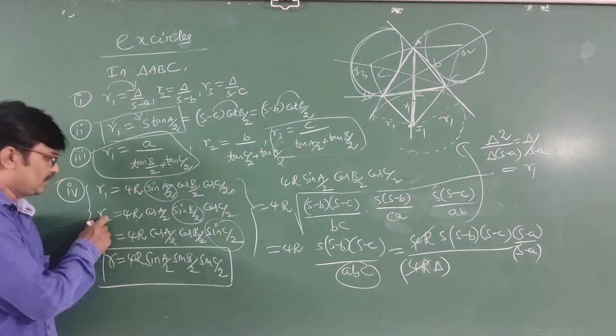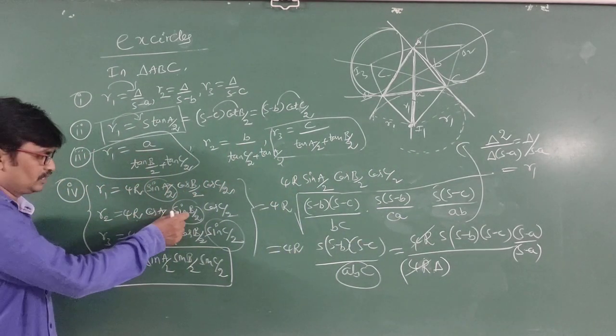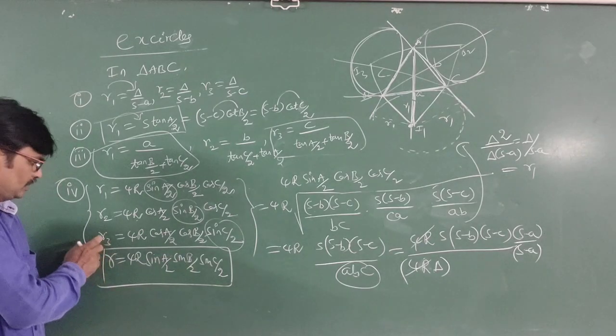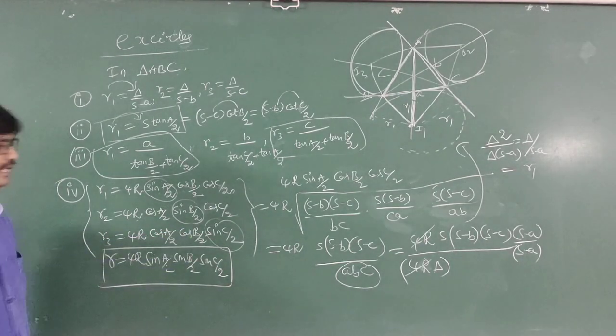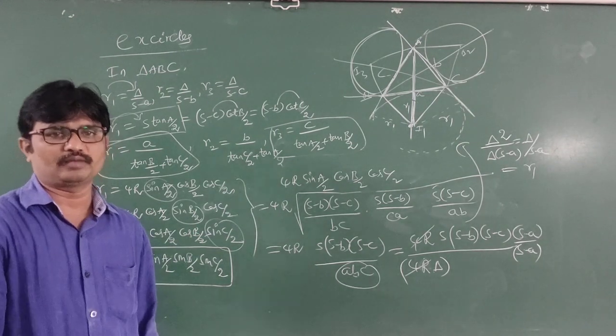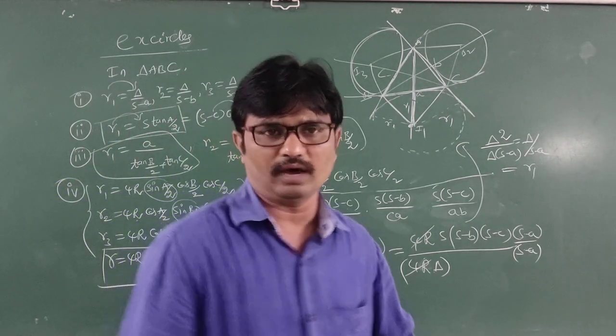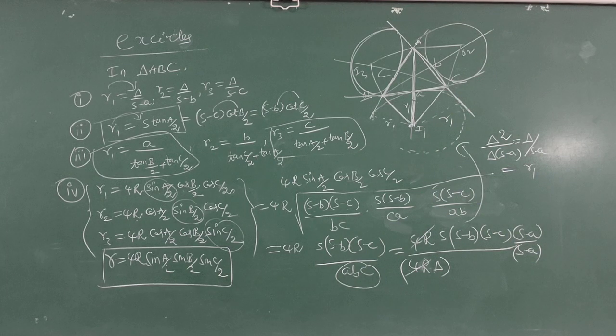Similarly, we can prove r2 is 4R cos A by 2, sin B by 2, cos C by 2. r3 is 4R cos A by 2, cos B by 2, sin C by 2. These are the formulas of r1, r2, r3. Okay, students?